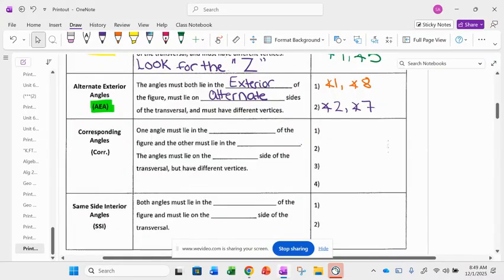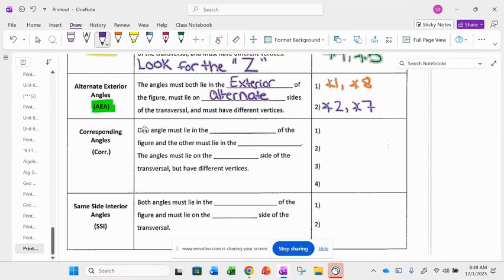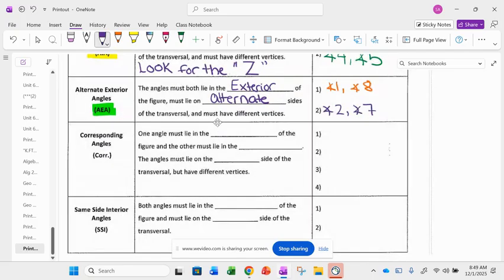Okay. Next one, corresponding angles. One angle must lie in the interior of the figure and the other must lie in the exterior. The angles must lie on the same side of the transversal but have different vertices. And we shortcut corresponding angles as CORR, C-O-R-R.